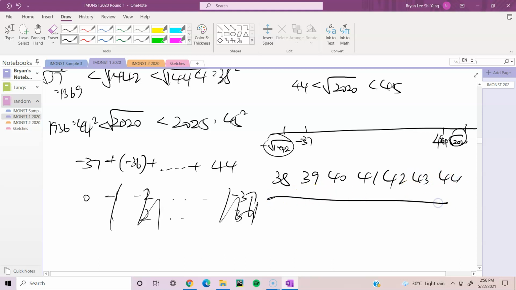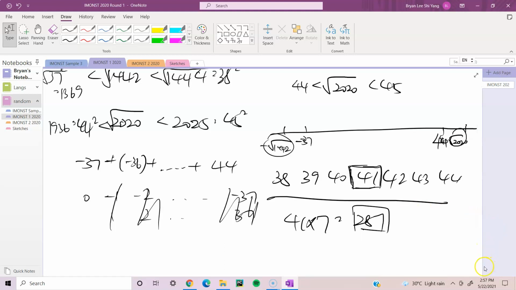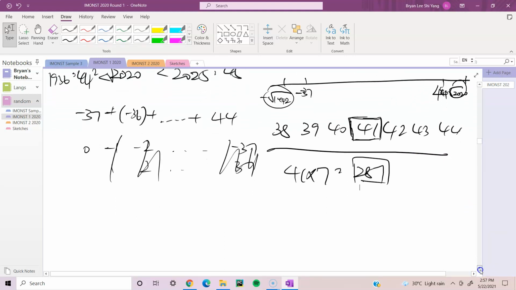So you see we have 7 terms here, and the average, being the middle value of these 7 terms, is 41. So we can just multiply 41 by 7, then we'll get 287. And this will be the answer to question 11. Okay, so I hope you guys got it right. Now, moving on to question 12.